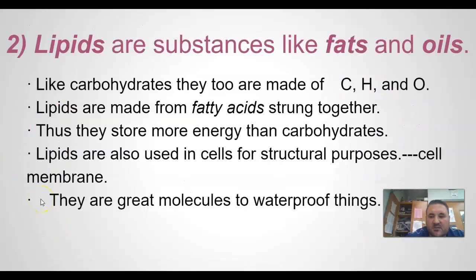The next substance that we need to talk about is a lipid. Lipid is a thing such as fats and oils. They are made up of fatty acids, that's their monomer, and they store lots and lots of energy. They are very, very useful in waterproofing your cell walls.